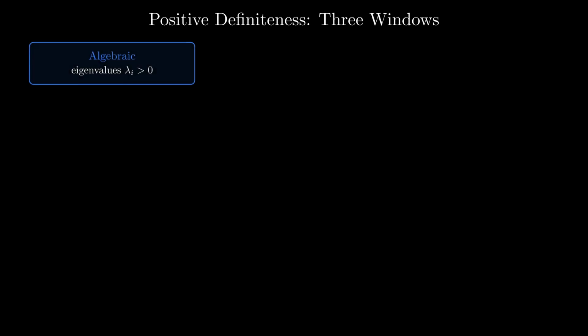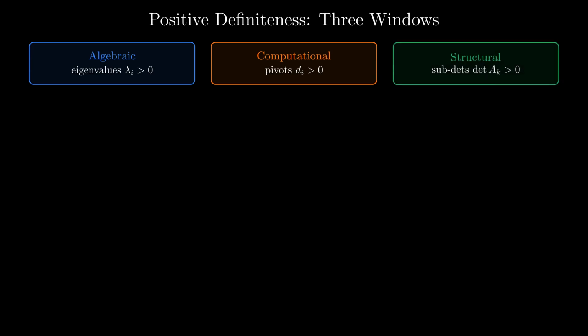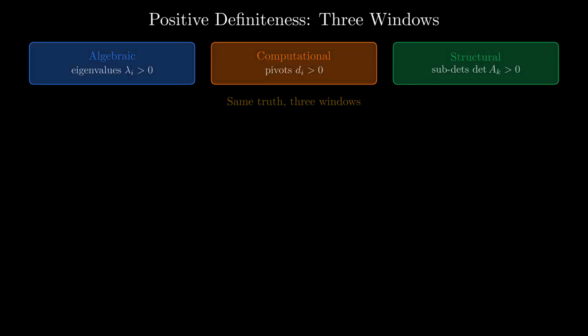Step back and see the structure. Positive definiteness is a single property visible from 3 angles. Algebraic, the eigenvalues. Computational, the pivots from elimination. Structural, the leading sub-determinants. Same truth, 3 windows.